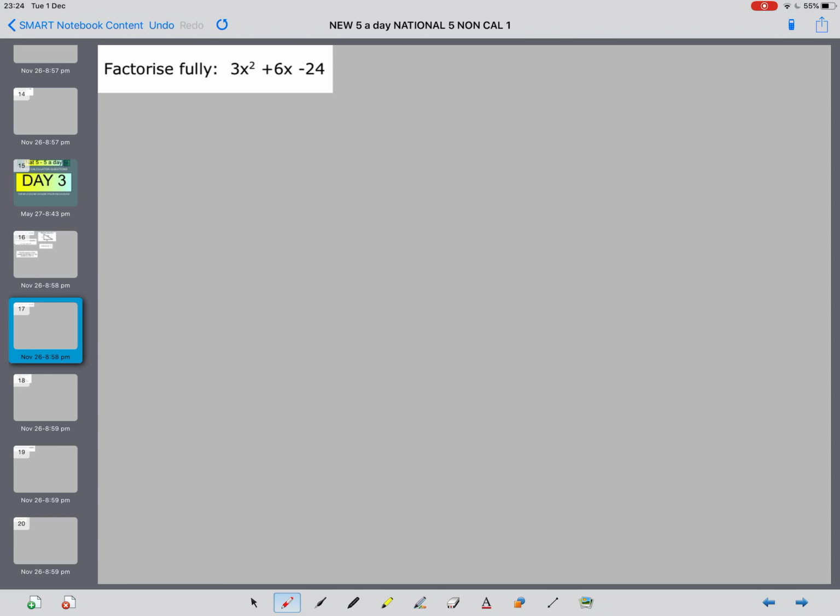Okay, first one. You were asked to factorise. Now there's 3 different types of factorising. There's the common factor. There is the difference of 2 squares. And there is trinomials. Now, the 3 terms here is an x squared, an x, and a number at the end. So it is a trinomial that we're going to factorise.